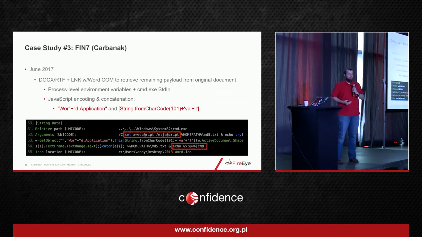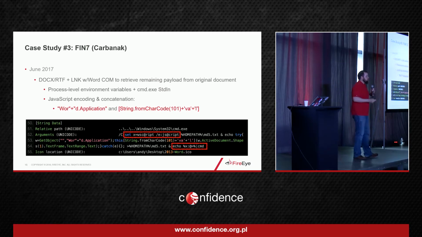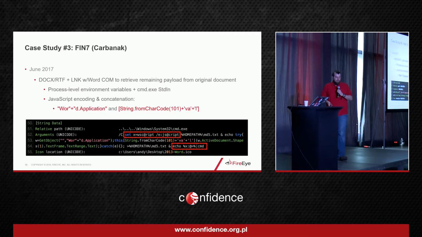FIN7 and APT32 vie for first place in my heart for the most creative obfuscation. They're really good, and they obfuscate very tastefully. They don't just obfuscate everything. They do certain pieces, and you can really get inside their head and see what they're trying to evade with each layer of obfuscation. This is extracted from a link file.